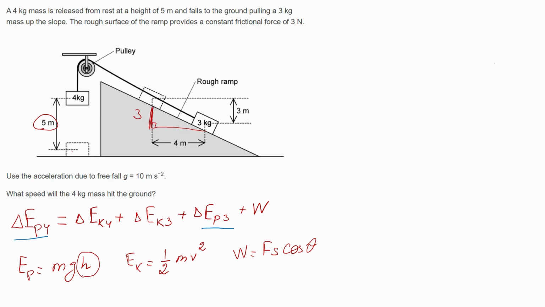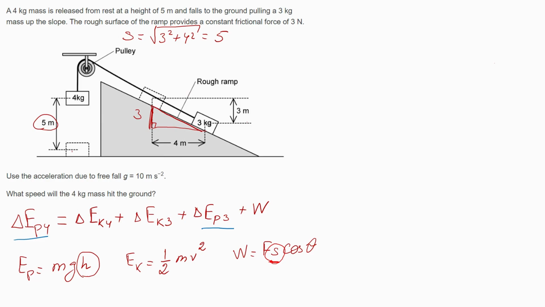Now we must also find the distance for the force. For the work we need this distance s, which is along the ramp. According to the Pythagorean theorem we can find it: s equals the square root of 3 squared plus 4 squared, and the answer is 5. It means that s will be equal to 5. Now we can put the numbers in our equation.